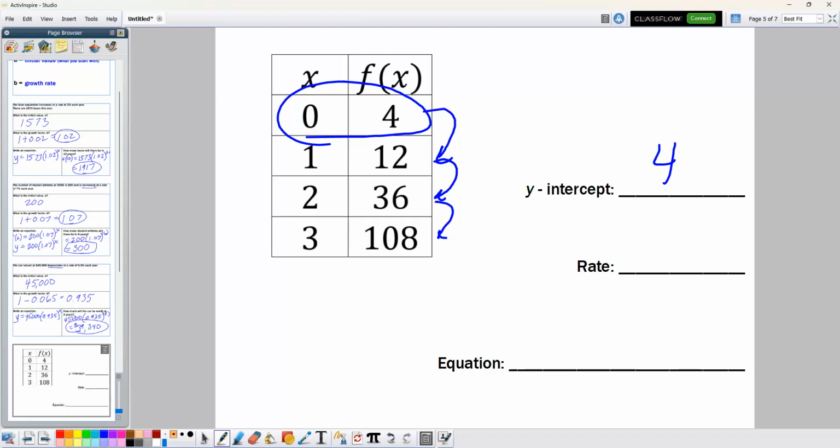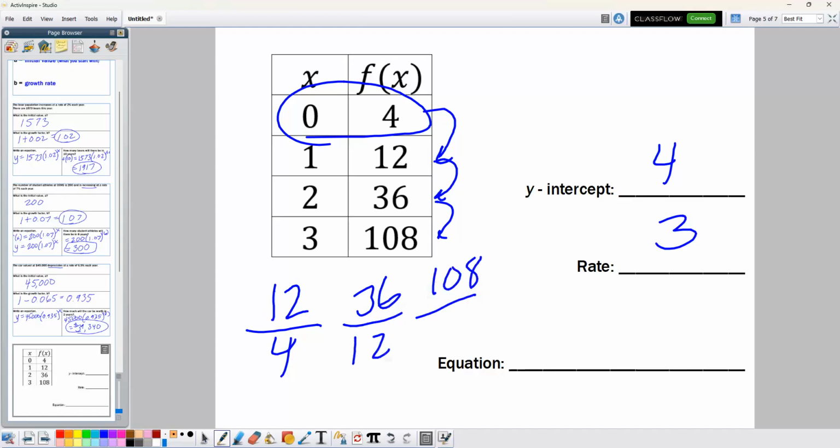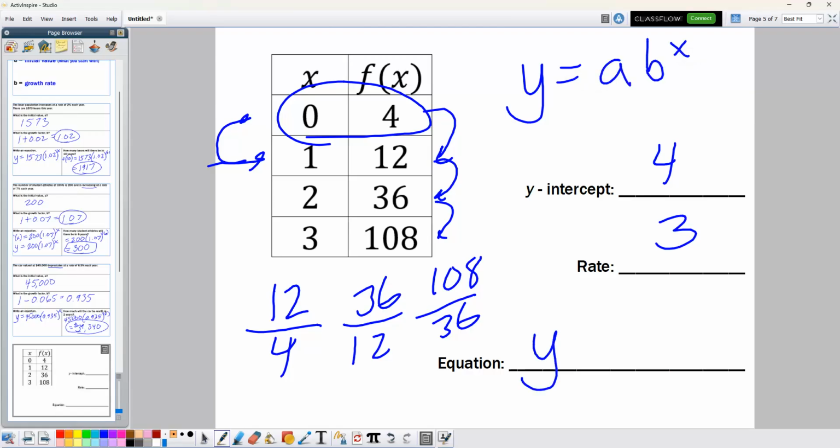And if I can't just see that that's 3, then I could say, well, 12 divided by 4, and that gives me 3. Or I could take 36 divided by 12, or I could take 108 and divide it by 36. You would get 3 on each of those. Okay, you take one of these and divide it by the one right before it. So my equation in that y equals a times b to the x format would be y equals 4 times 3 to the x.